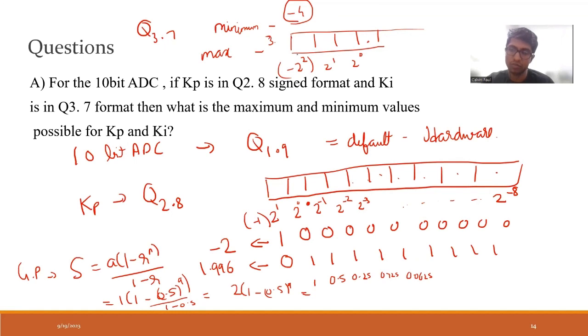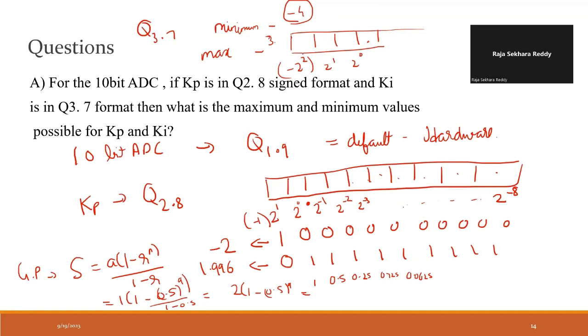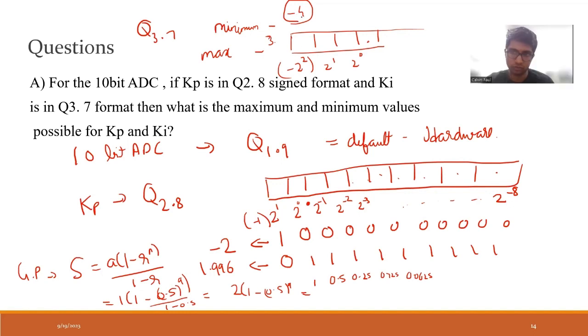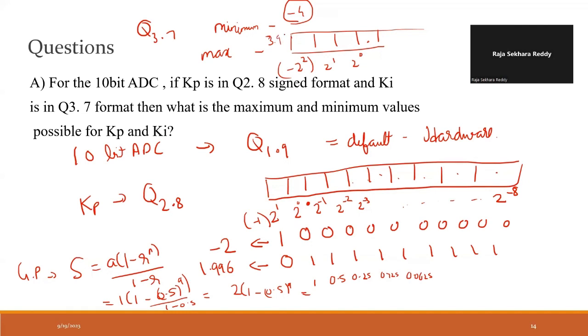Are you talking about the minimum or the maximum value? Maximum negative value. Maximum negative value is minus 4. Sorry, the minimum value is minus 4. The maximum value will be around 3.99 something.